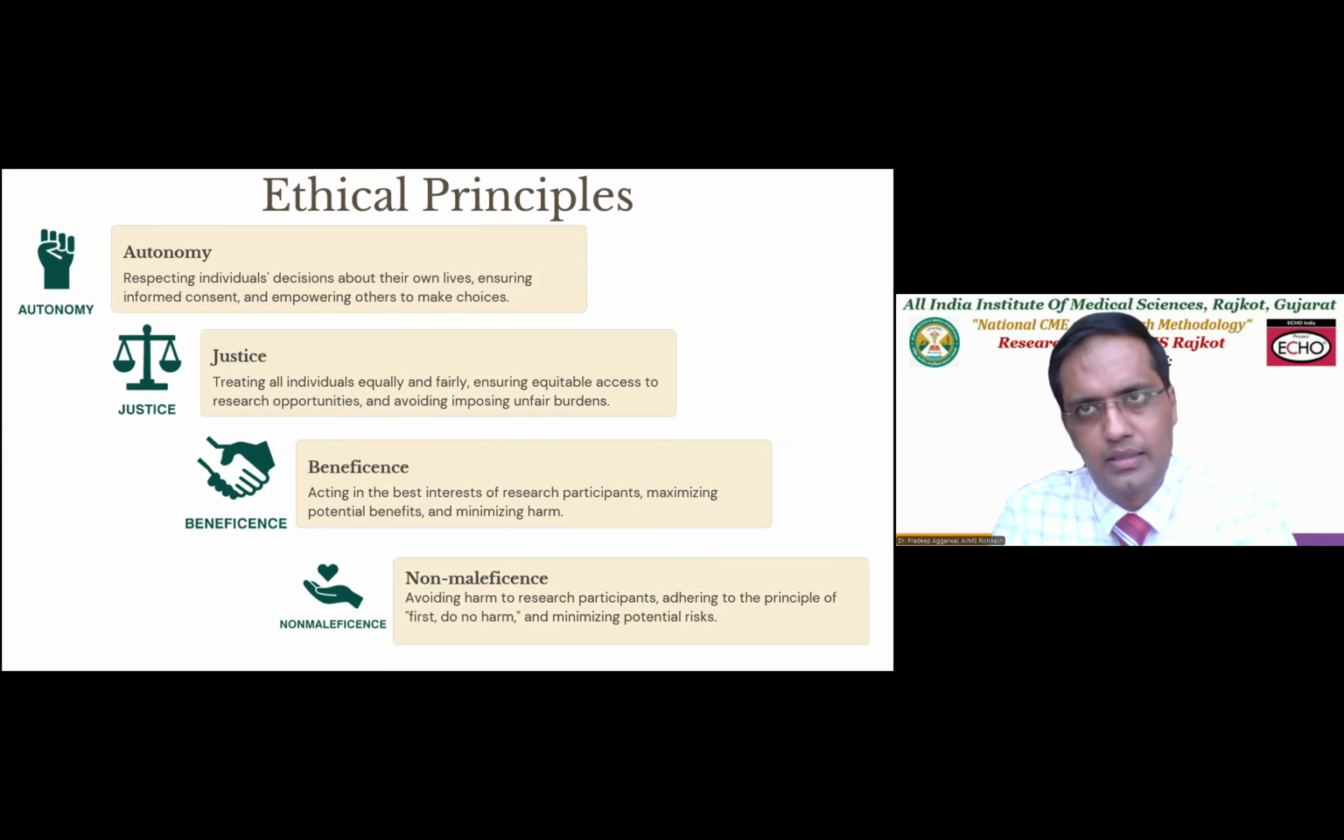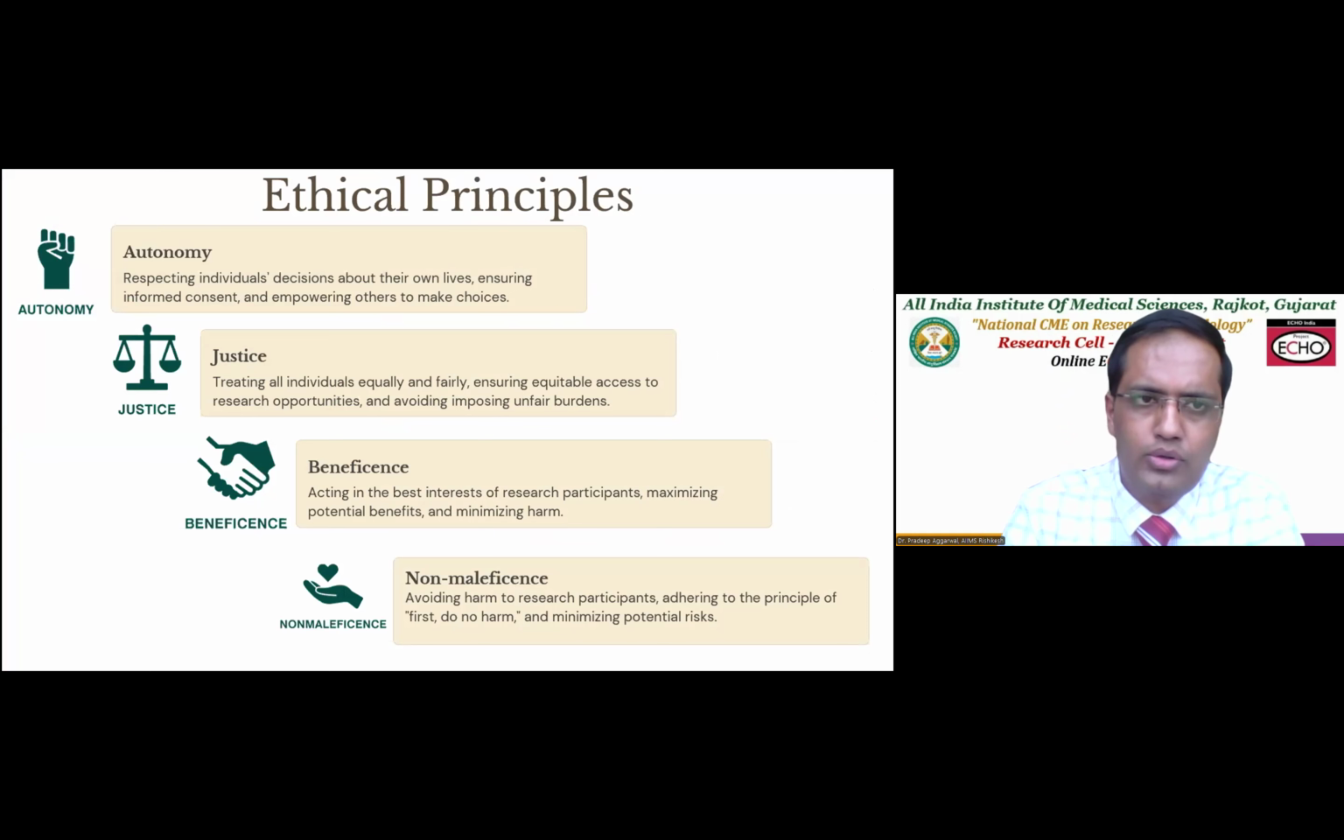एथिक्स के प्रिंसिपल्स क्या हैं? हमें रिसर्च करनी है तो उसके कुछ न कुछ प्रिंसिपल्स होंगे. सबसे पहले है ऑटोनॉमी. We have to respect individuals' decisions about their lives, in ensuring informed consent, empowering them to make choice. आप किसी पे भी काम कर रहे हैं, उसके ऊपर छोड़ दो क्या वो आपके साथ रिसर्च करना चाहता है, नहीं करना चाहता, क्या वो आपका पार्टिसिपेंट बनना चाहता है, नहीं बनना चाहता. अगर वो बीच में भी कभी भी, during the research, voluntarily withdraw करना चाहता है, that choice should be with your participant. So first is autonomy.